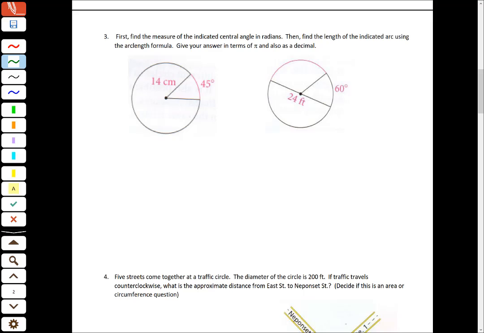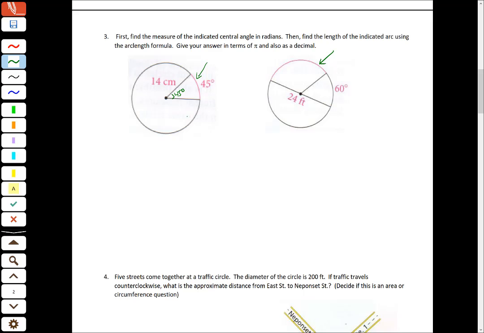For problem 3, I'm not going to talk through all of these, but I want to talk through a few of these. It says find the measure of the indicated arc in radians. So I have this one here, it's 45 degrees, right? And then it says find 45 degrees in radians and then convert and find the length of this red segment. And then over here, the red segment is here, even though you know this 60-degree angle.